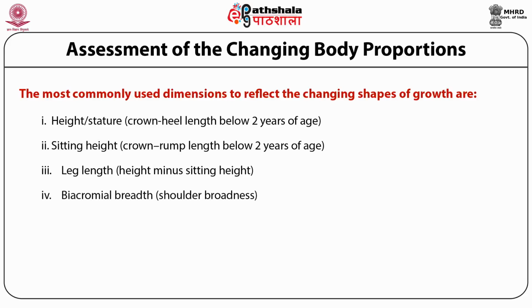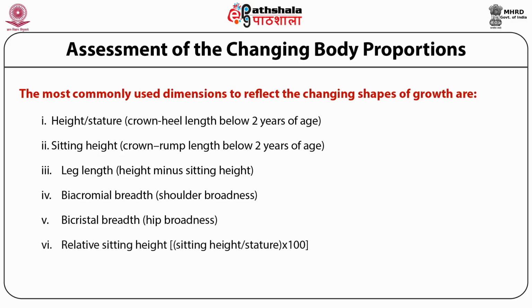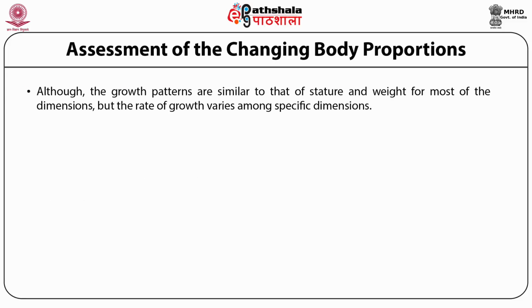Biacromial breadth is the shoulder broadness, and bicristal breadth is the hip broadness. Relative sitting height is compared to the stature, and shoulder hip ratio is the relative ratio between the biacromial breadth and the bicristal breadth. Although the growth patterns are similar to that of stature and weight for most of the dimensions, the rate of growth varies among specific dimensions. Such changes are responsible for variations in body proportions during growth.